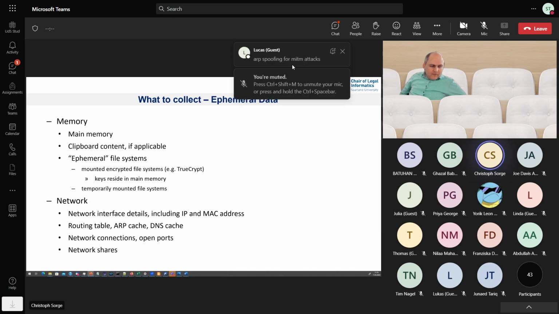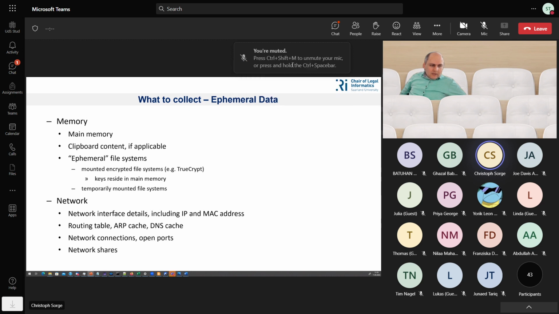ARP spoofing format in the middle text. So yes, a system might give you a wrong answer, or might even send an answer without having seen the question for a certain mapping. So absolutely, yeah, that would be ARP spoofing. Or it might be even simpler.